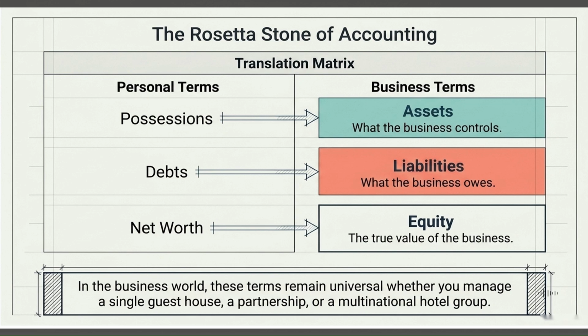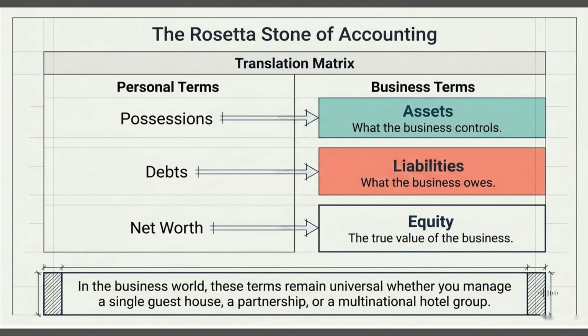In the personal language, you have debts. In the business language, we call those liabilities: amounts the business is obliged to settle. In the personal language, what is left over is net worth. In the business language, we call it equity, the true value of the business and the portion that belongs to the owner. Three words: assets, liabilities, equity. Learn them precisely and use them precisely.